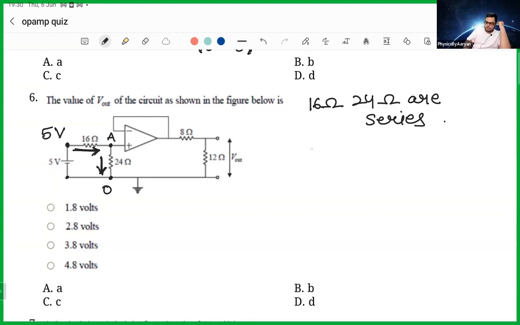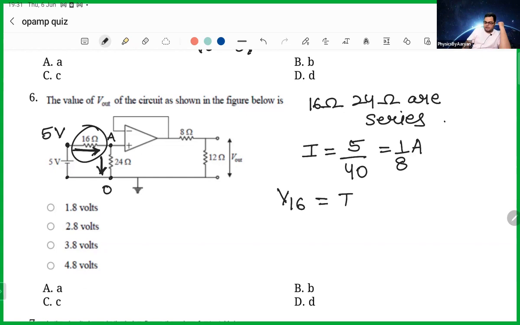So let's first find the total current. The total current is given by total voltage 6 by total resistance. 16 plus 24 is 40. So total current is 1 by 8 ampere. And let's find the voltage drop across 16 ohm. So the voltage drop across 16 ohm is IR. I is 1 by 8, R is 16. So it is basically 2 volt.